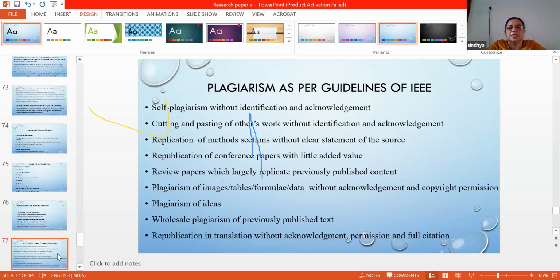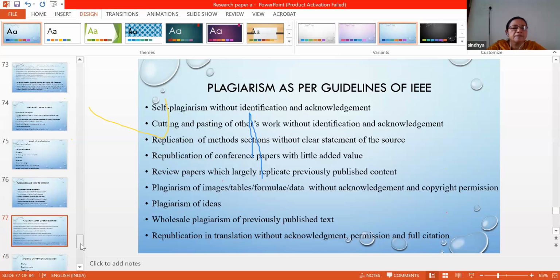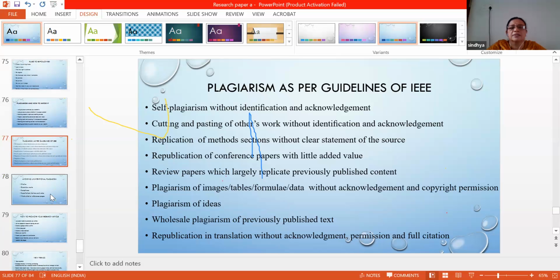And review papers which largely replicate previously published content, or plagiarism of images. So the images, tables, formulae, data used without acknowledgement and copyright, it is plagiarism. And ideas, wholesale plagiarism, previously published text, republication, translation without acknowledgement. So these are the types of plagiarism mentioned as per the guidelines of IEEE.